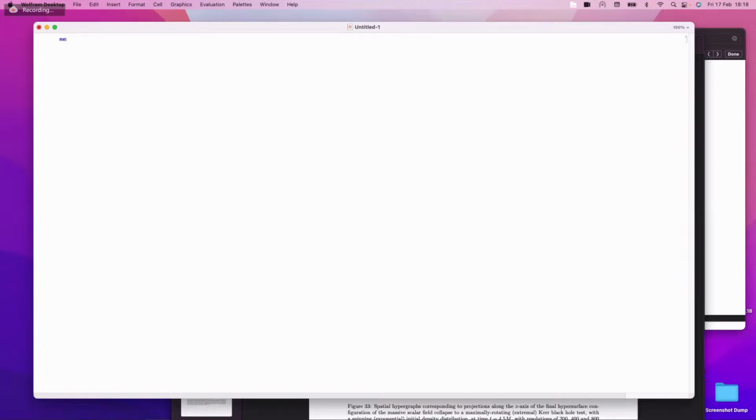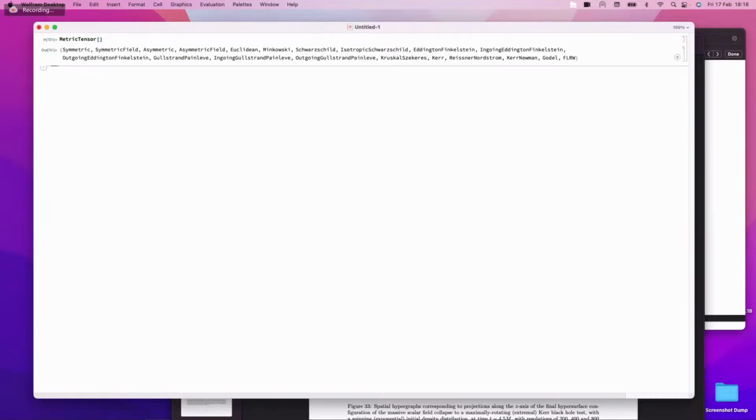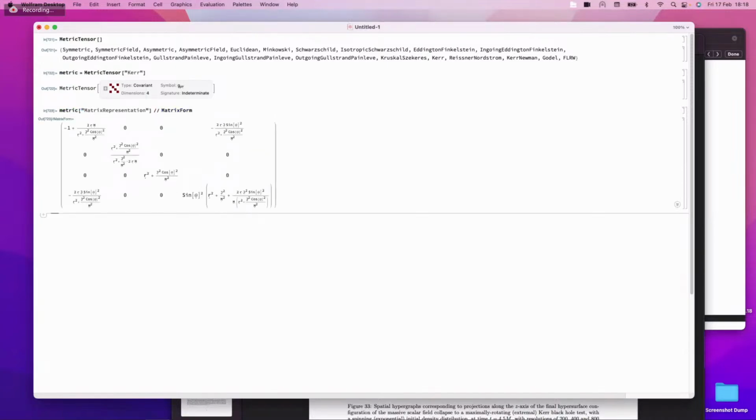But okay, let me just show, what's your favorite metric? These are the ones we currently support. Kerr? Okay, so if I say metric tensor Kerr, matrix form. So this is the lower index, ordinary metric tensor for the Kerr metric. We've got symbolic M and symbolic J for the mass and the quote unquote angular momentum parameter respectively. And this is in standard Boyer-Lindquist coordinates.